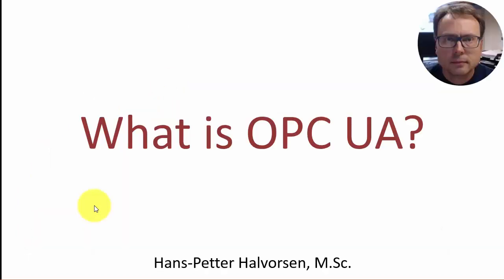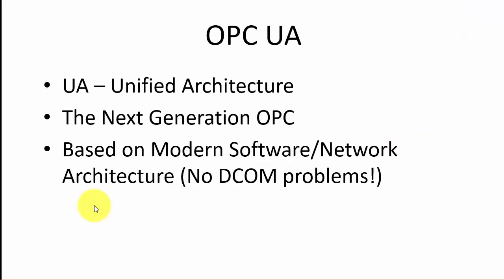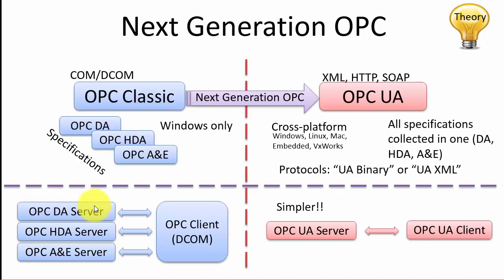So what is OPC UA? UA stands for Unified Architecture, which is the next generation of OPC. OPC UA is based on modern software network architecture, and you don't need DCOM, and you don't have these DCOM problems that you have with ordinary OPC. Here we see standard OPC or OPC Classic with the different specifications: OPC DA, direct access; OPC HDA, historical data access; and OPC alarm and events.